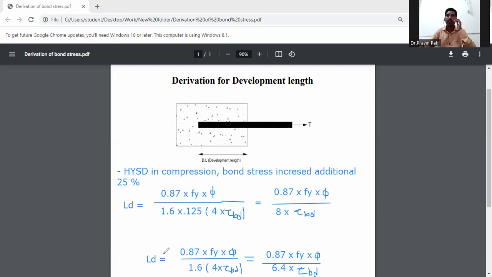So for HYSD in tension, bond stress is increased by 60%, and it will be 0.87 Fy diameter divided by 6.4 tau bd. Then for HYSD in compression, bond stress is increased by an additional 25%, both 60% as well as 25%, so it will be 0.87 Fy diameter divided by 8 tau bd. These are the three formulae. One is for mild steel in tension: 0.87 Fy diameter divided by 4 tau bd. For HYSD in tension it is 0.87 Fy diameter divided by 6.4 tau bd. And the third is for HYSD in compression. These three formulae are useful for calculating the development length, for mild steel in tension, for Tor steel (HYSD) in tension, and for HYSD in compression.